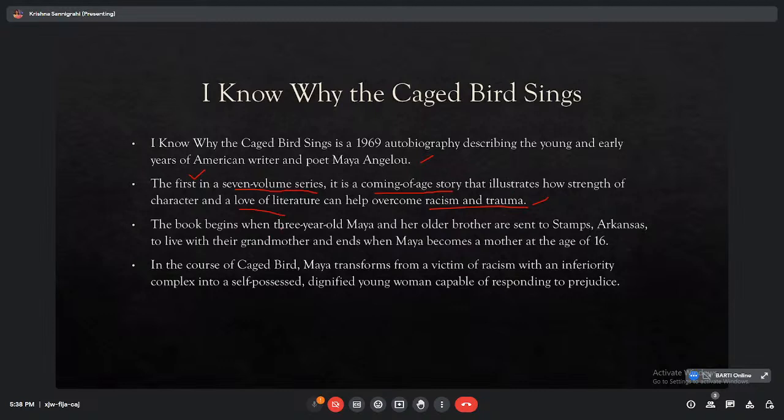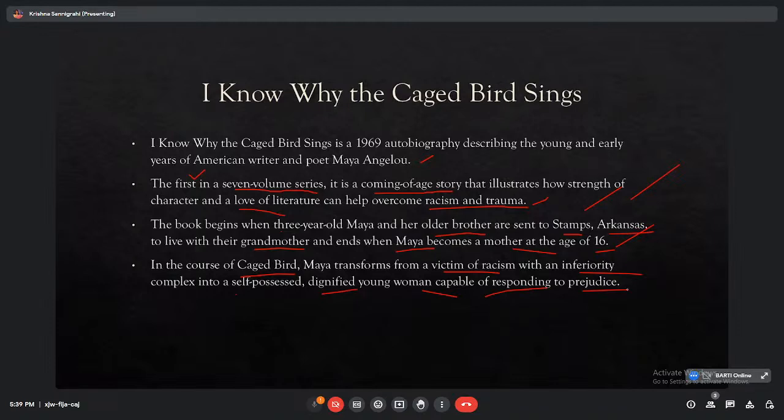So, the book begins when 3-year-old Maya and her older brother are sent to Stamps, Arkansas, to live with their grandmother, and ends when Maya becomes a mother at the age of 16. So, in the course of Caged Bird, Maya transforms from a victim of racism with an inferiority complex into a self-possessed, dignified young woman capable of responding to prejudice.